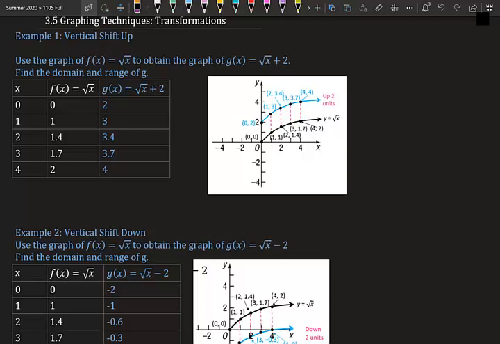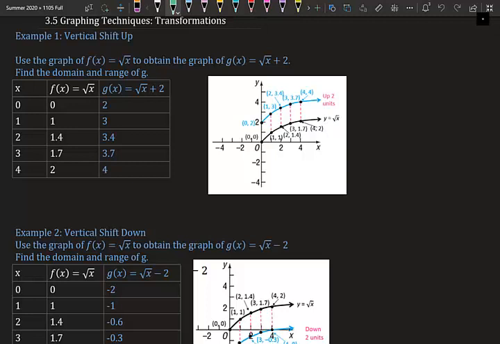So I know this is not the first time you've seen transformations, and now we're going to talk about them again, and we're going to find the domain and range of each. So we're not going to explicitly graph them, but I will walk you through them. So, vertical shift up. We're going to use the graph f of x equals square root of x to obtain the graph g of x equals square root of x plus 2, and then we're going to find the domain and range.